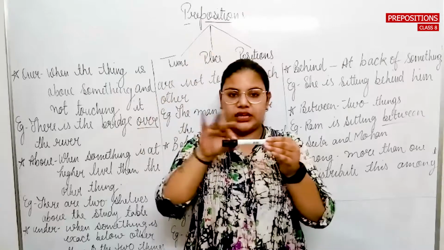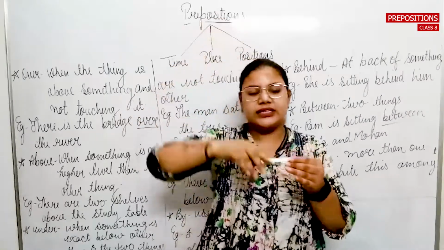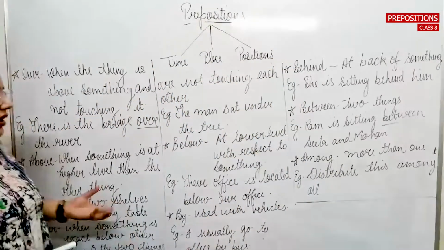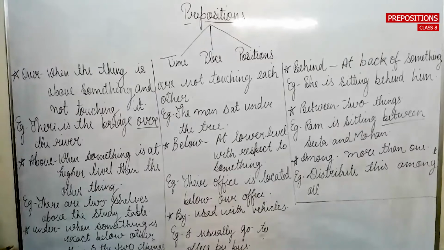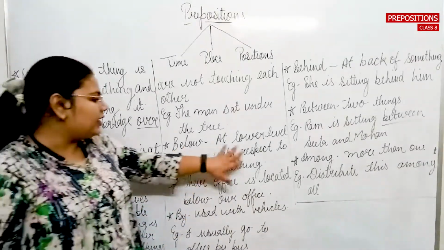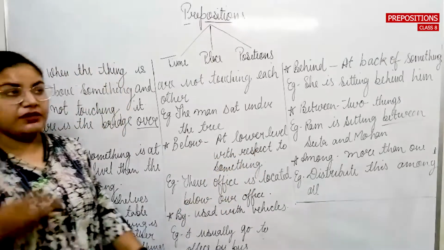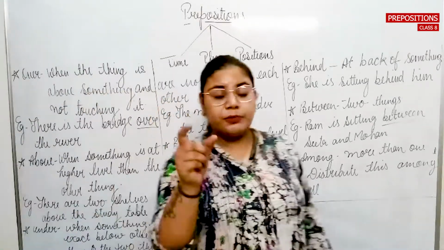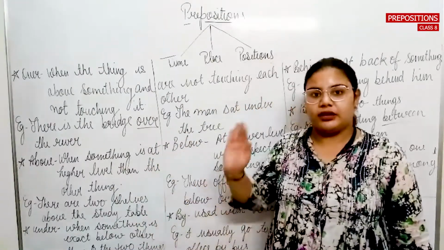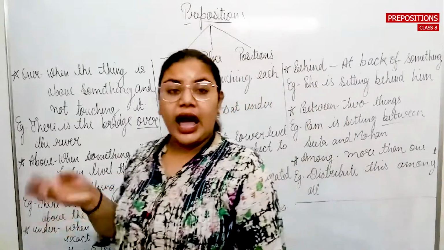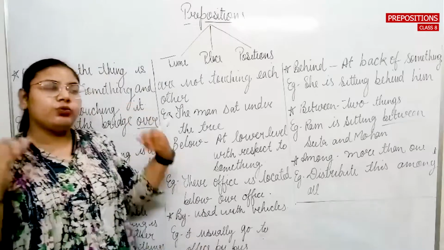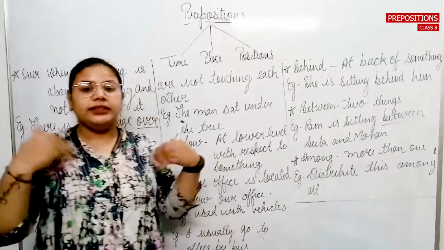So here this is the lower thing and the higher thing is the shelves. So we are talking about the higher level, and in the same way we need to use the preposition below for the lower level with respect to something. When we are talking about the preposition above, we need to keep in mind the thing which is at a higher level than another thing, and when we are talking about the preposition below, we need to keep in mind that one thing is at a lower level than another thing.